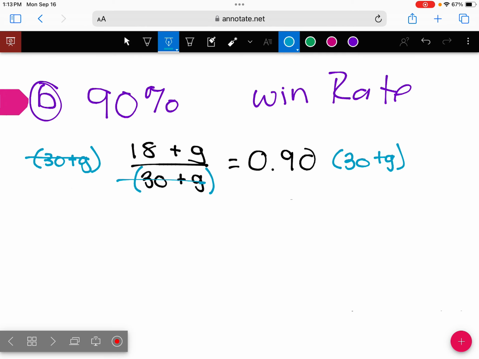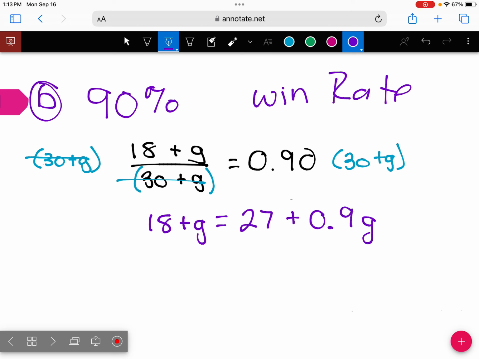This side and that side cancel out. And then, yeah, so we have our 18 plus G left on this side. What do we get when we distribute on the right side? 27 plus 0.9, or 0.90, G.